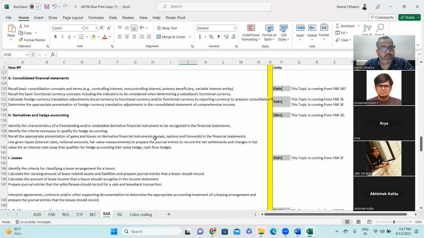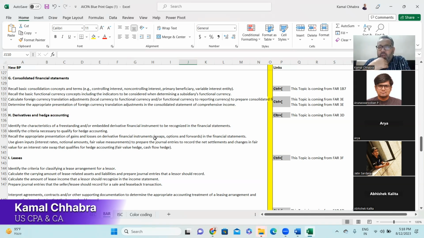Okay, so coming back to derivative and hedge accounting. So consolidation is basically when one company has different investments, right? It can be a subsidiary, a joint venture, an equity investment, or other investment. For equity investment, joint venture, and subsidiary, it is required to make a consolidated financial statement for their respective share and identify the amount which is non-controlling interest, right?